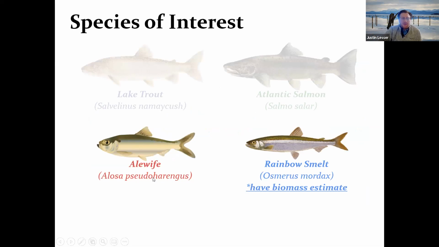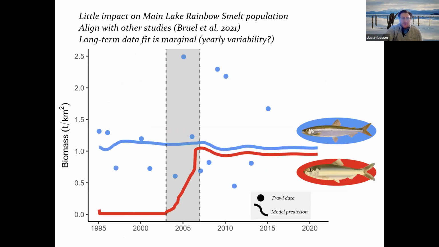So we're going to start with alewives and rainbow smelt, where we actually have biomass estimates over time from trawling data that we can compare the model result to, to see how the model's predictions of biomass match up to real biomass estimates. And so that's what we have here. Over time, from 1995 through 2020, these lines are our model's output prediction, and these dots represent actual years of trawling data that we can compare it to.